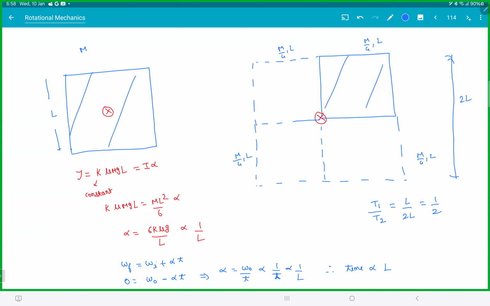Means if you take a square plate of side L and side 2L, and if you hinge in the center and give omega naught, the time taken is proportional to the length. Torque is proportional to length. Moment of inertia is proportional to L square. So you get alpha proportional to 1 by L. Higher the alpha, lesser the time. So alpha is inversely proportional to time. Please check.